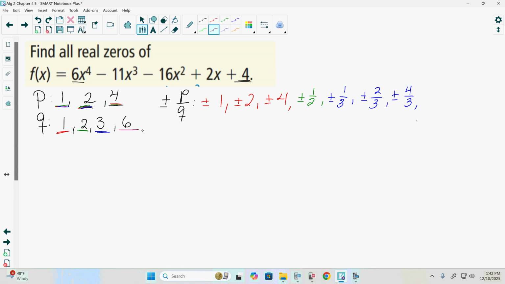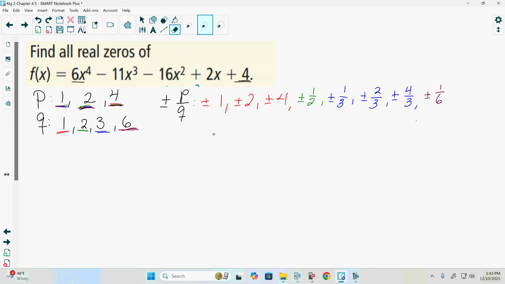We have to do this one more time. We need to do it with 6. So we'd start off with 1 over 6, which is 1/6. Now 2 over 6 is going to reduce because they do have a common factor of 2. 2/6 is going to reduce to 1/3. We already have 1/3. 4 over 6 would reduce to 2/3. It's already listed. So really our last term is plus or minus 1/6.